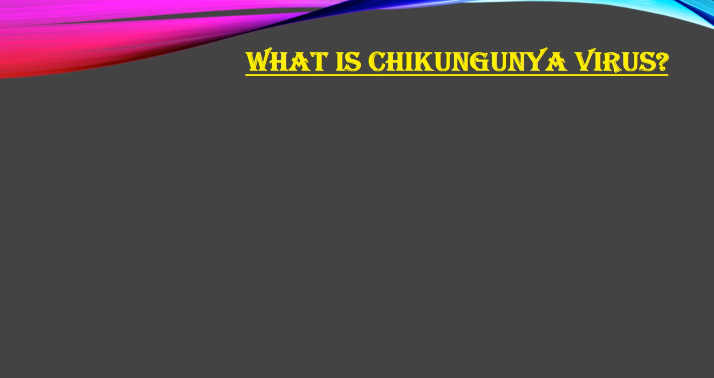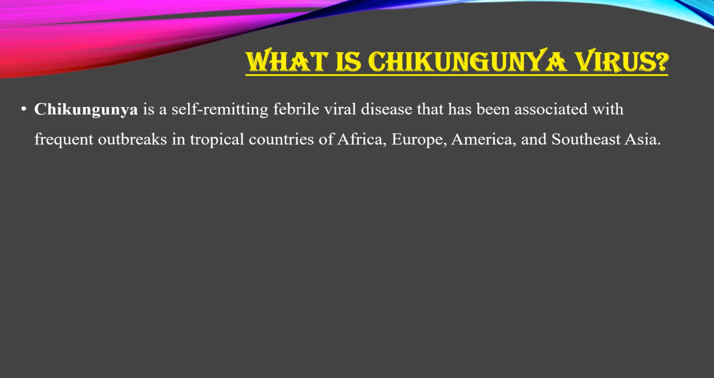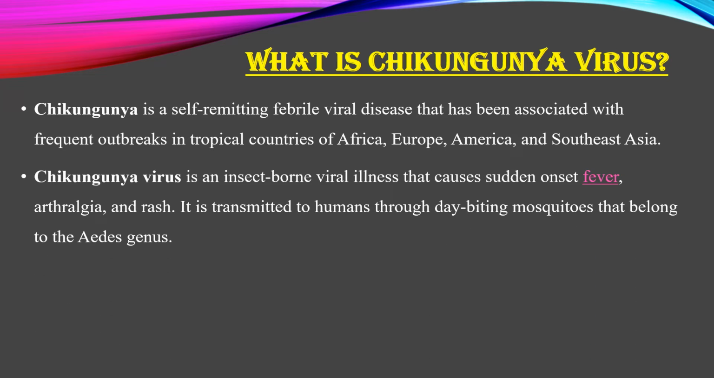What is Chikungunya virus? Chikungunya is a self-remitting febrile viral disease that has been associated with frequent outbreaks in tropical countries of Africa, Europe, America, and Southeast Asia. Chikungunya virus is an insect-borne viral illness that causes sudden onset fever, arthralgia, and rashes. It is transmitted to humans through day-biting mosquitoes that belong to the Aedes genus.